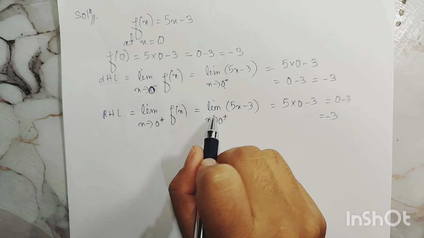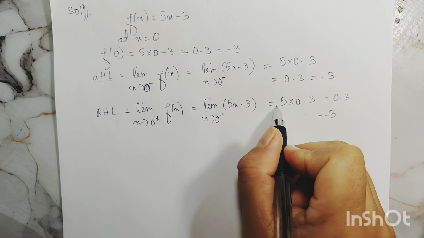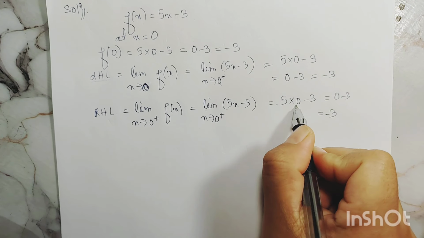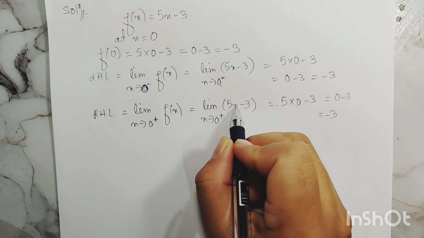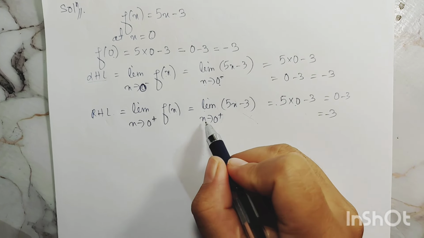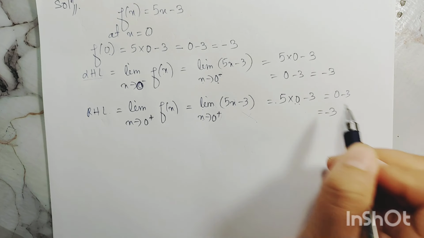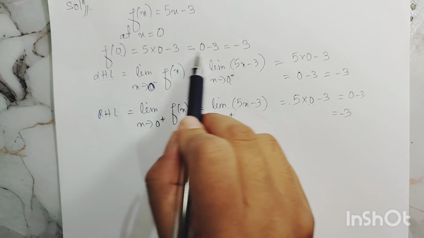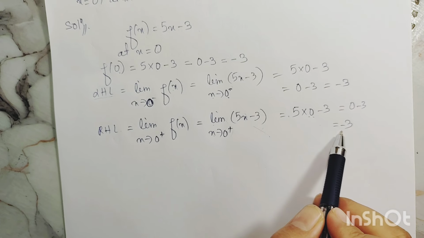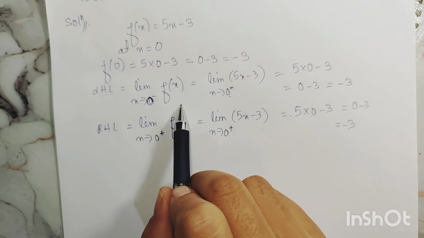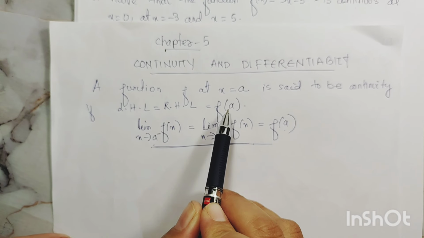Whatever the value of x, we can directly substitute into the function 5x minus 3, so direct substitution gives 5 into 0 minus 3. So f of 0 is minus 3, the left hand limit is minus 3, and the right hand limit is minus 3. So the continuity condition is left hand limit equals right hand limit equals f of a.